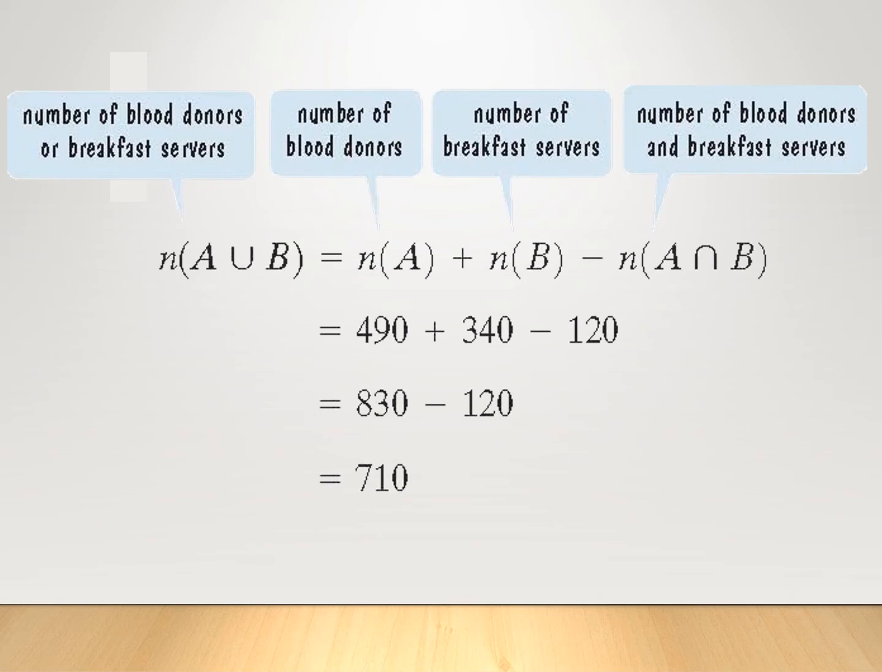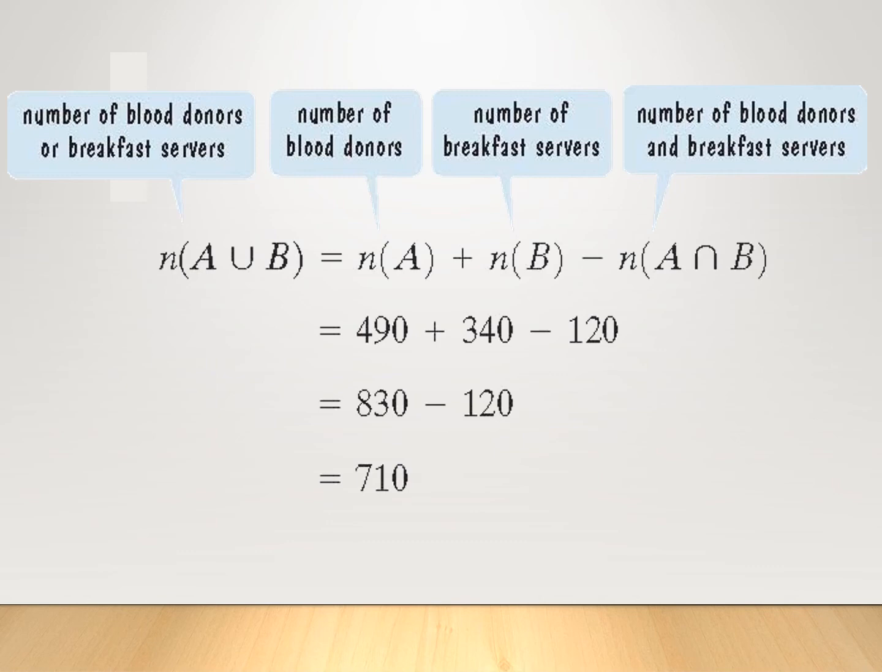To determine the number of blood donors or breakfast servers, the number of elements of A union B is equal to the number of elements in A plus the number of elements in B minus the number of elements in A intersection B.